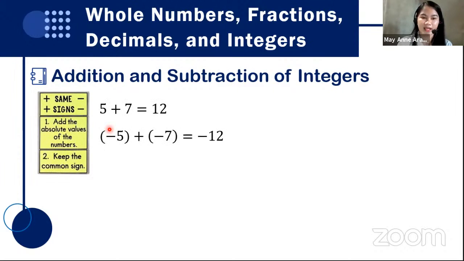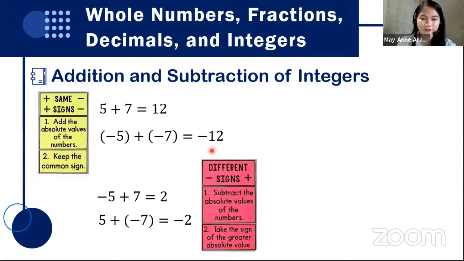Okay, you have the same signs. If the two given integers have the same sign, just add their absolute values, or just simply add the numbers, and then keep the common sign. Because we have here 5 plus 7, they are both positive. So just add the two numbers. Then just copy the common sign, which is a positive sign. When positive, we no longer write the positive sign. So 5 plus 7 is equal to 12. For negative, both of these numbers are negative. So our answer is also negative. Negative 5 plus negative 7 is negative 12.